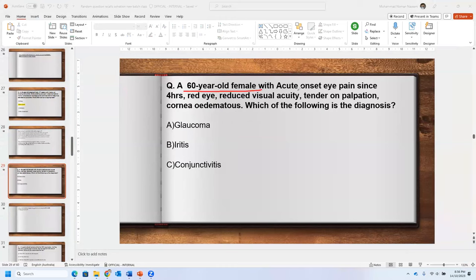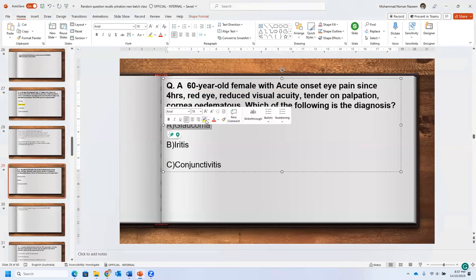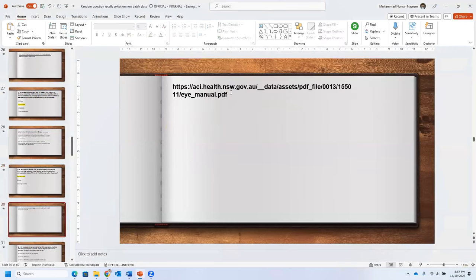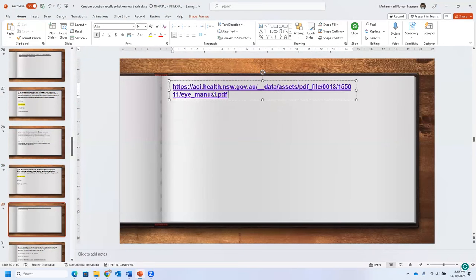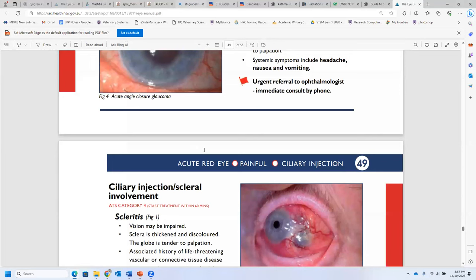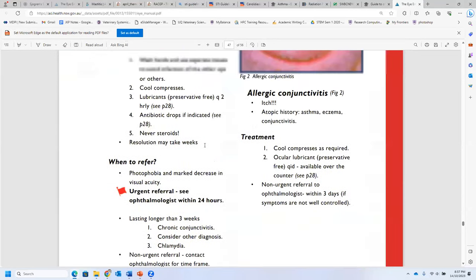A 60-year-old female has acute onset of eye pain since 4 hours. Red eye, reduced visual acuity, very tender on palpation, and cornea is edematous. Which of the following is the diagnosis? Glaucoma, iritis, or conjunctivitis. So we all know acute red eye in an elderly with visual disturbance and tender palpation or cornea edematous, or haziness, is glaucoma. Very good. So the same emergency guideline that we have previously read, I'm just going to go to glaucoma quickly.